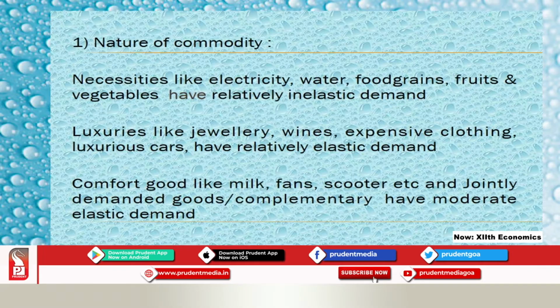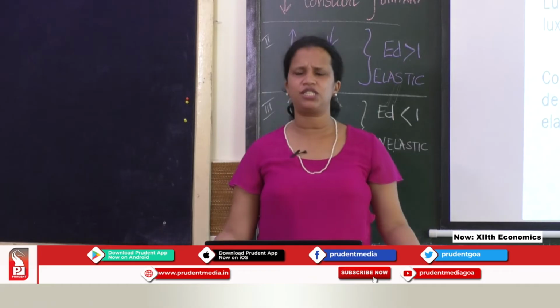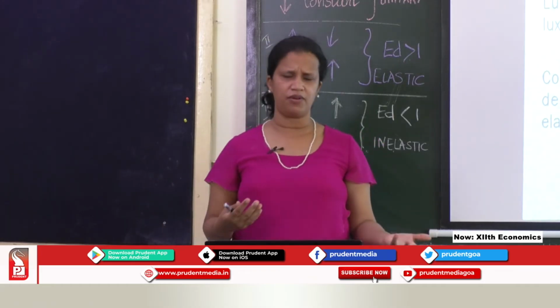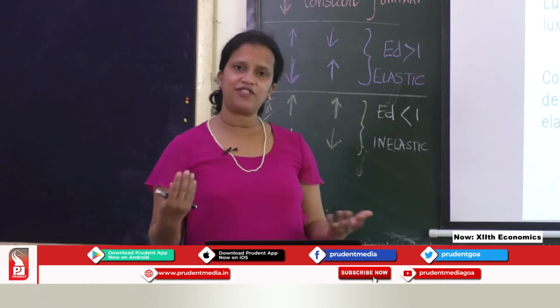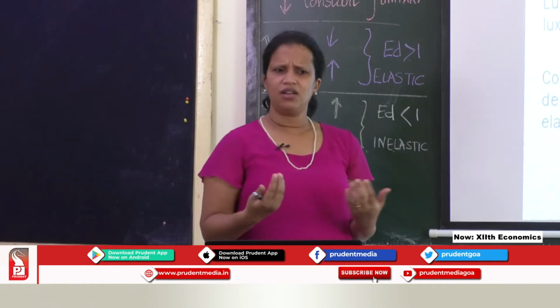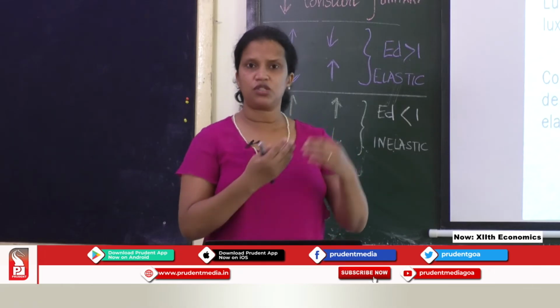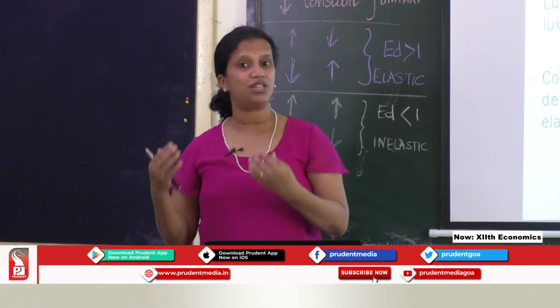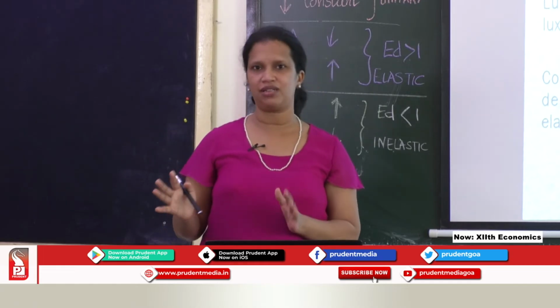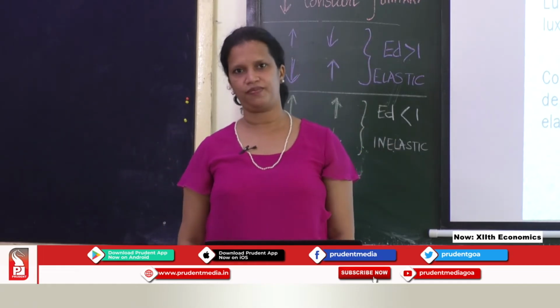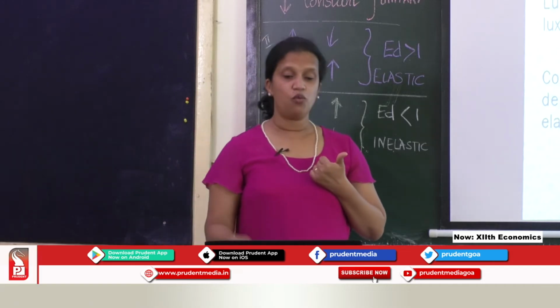The first one is the nature of the commodity. This determinant classifies commodities into 3 kinds: necessities, luxuries and comfort goods. Necessities, as I told you, are electricity, water supply, food grains, fruits, vegetables. These goods have a relatively inelastic demand. Why? Because I am not very sensitive to a price change; whatever the price, I have to continue consuming these commodities. So, I am going to buy them irrespective of the price change. So, inelastic demand.